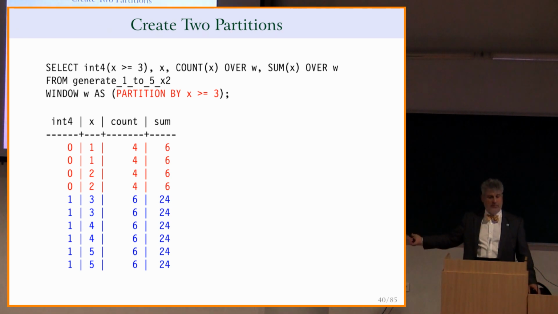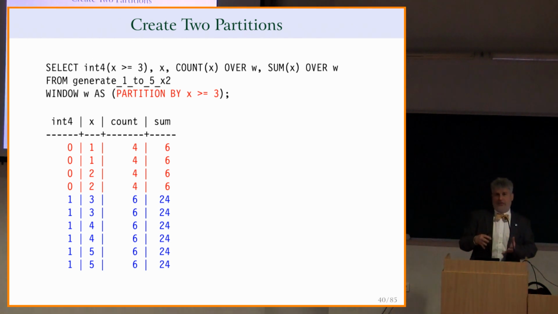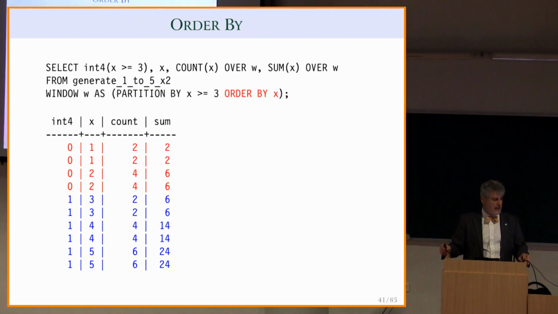So 1 plus 1 plus 2 plus 2 is 6, and all the rows are 6. Just the same as in the beginning when everything was 55, right? Now everything's 6. But we're only in that little partition. Here we have 24, because 3, 3, 4, 4, 5, 5 added together is 24, but they're in their own partition. If we add an order by, then current row now means current row and its peers. So the first 2 rows see 2 rows, the second 2 rows see 4, and the counts are reflective of that.